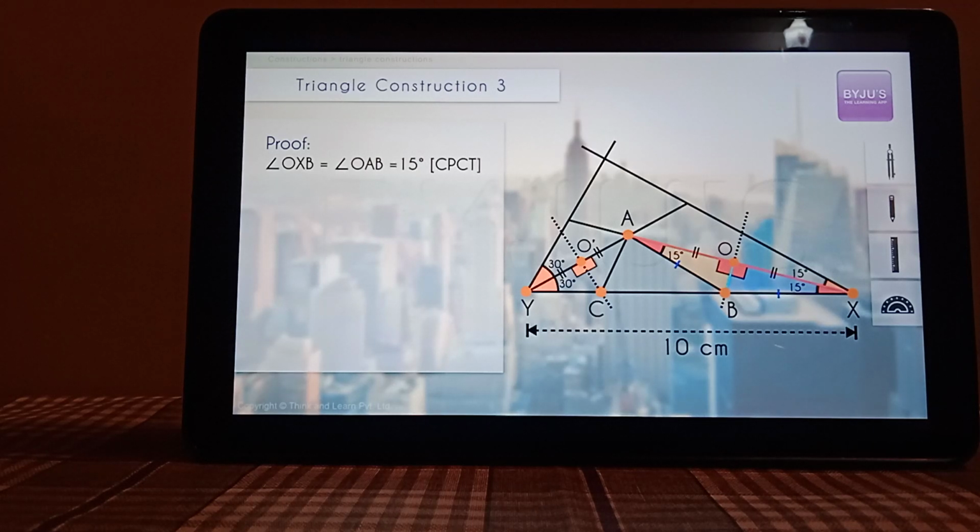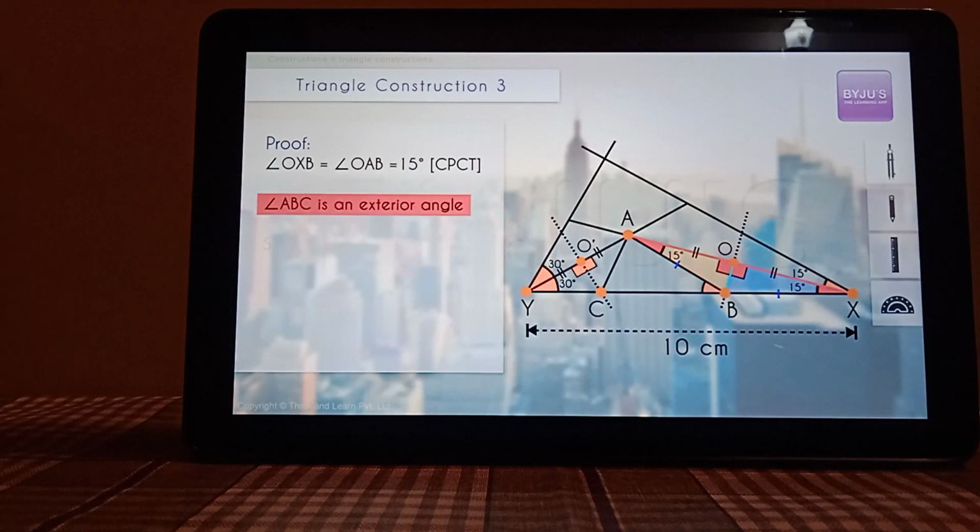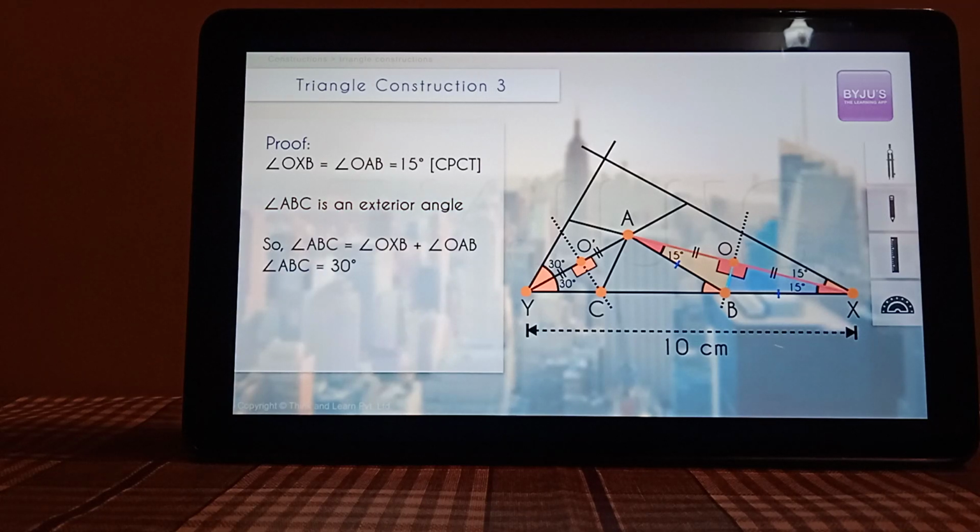If you look at this whole triangle, triangle XAB, this angle B here is an exterior angle. So the value of an exterior angle is the sum of the remote interior angles, right? So angle B will be 15 plus 15, which is nothing but 30 degrees. So angle B is 30 degrees, which was what was given to us. That is what we were trying to construct, and we got that, right?